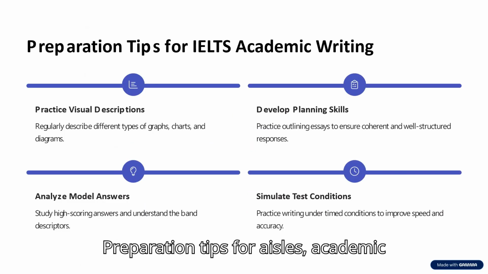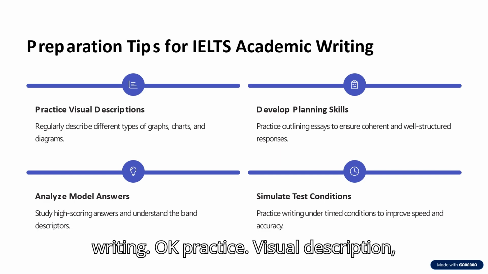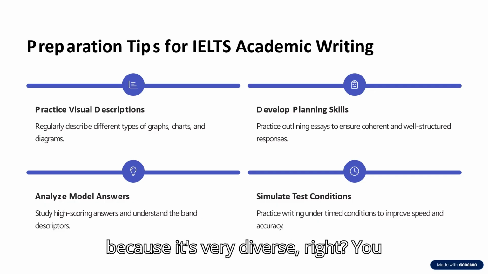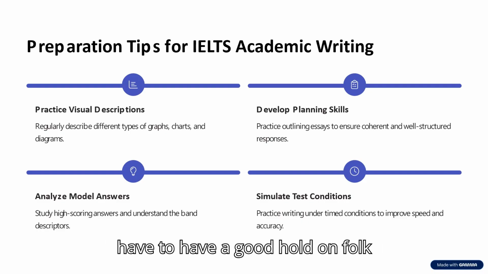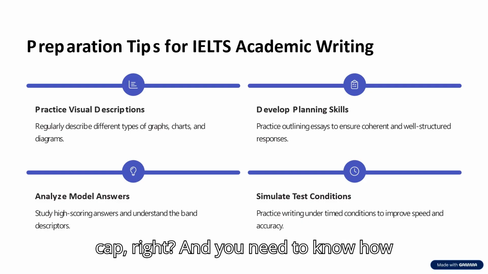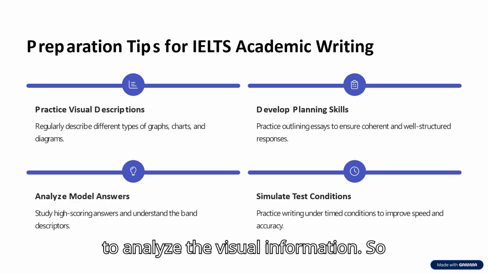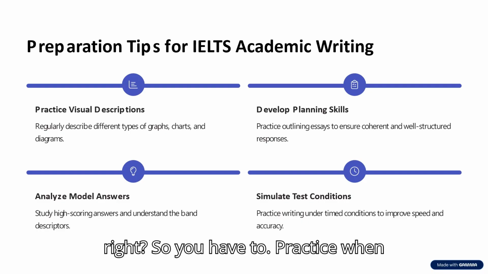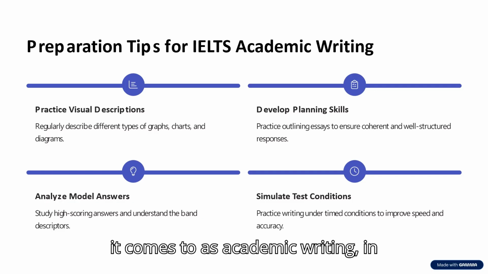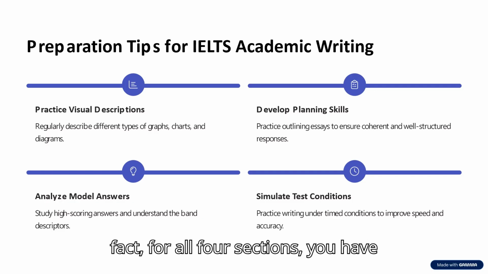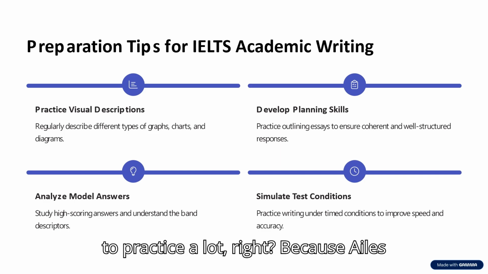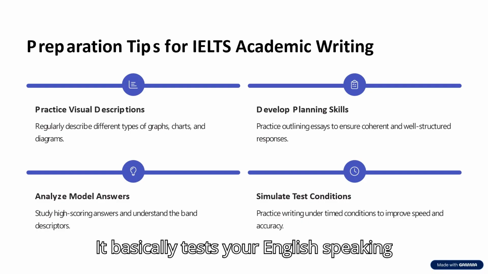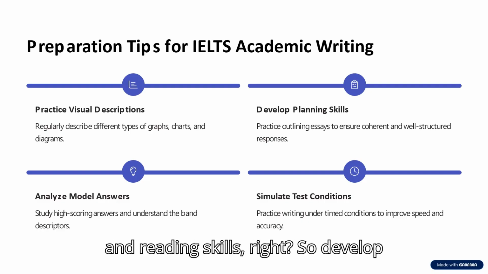And moving on. Preparation tips for IELTS academic writing. Practice visual description. This is very important. Many candidates struggle with IELTS writing task one because it's very diverse. You have to have a good hold on vocab, and you need to know how to analyze the visual information. So that only comes when you practice a lot. In fact, for all four sections, you have to practice a lot, because IELTS is a skill test. It basically tests your English speaking, listening, writing, and reading skills.